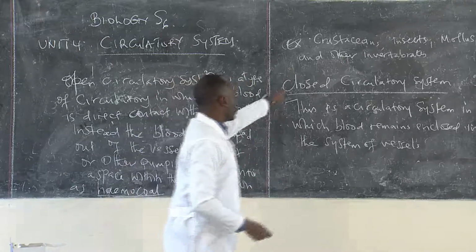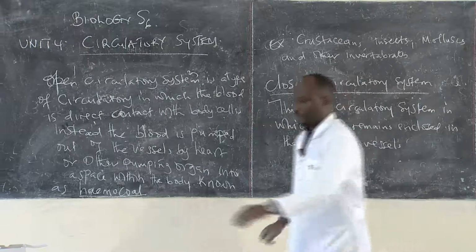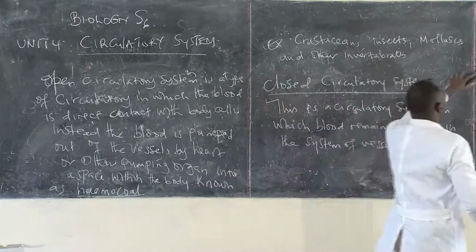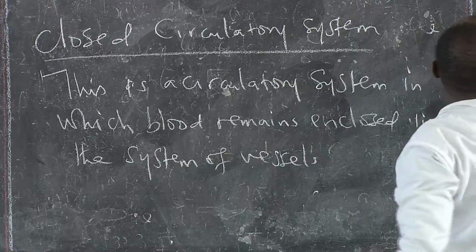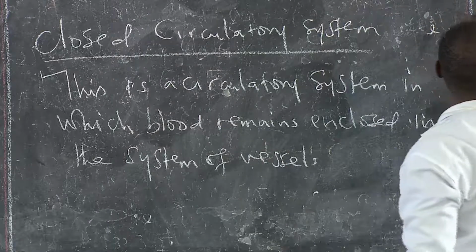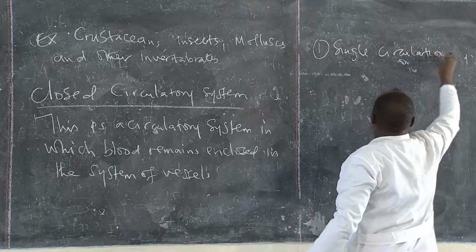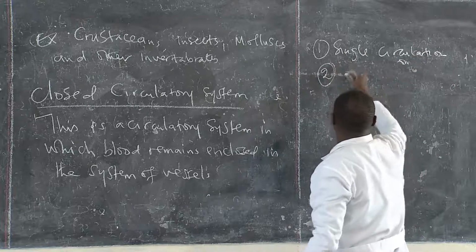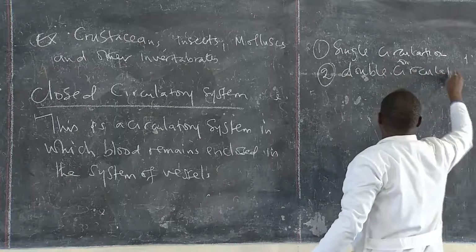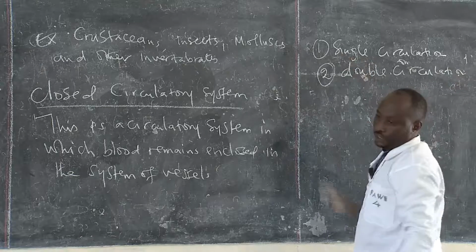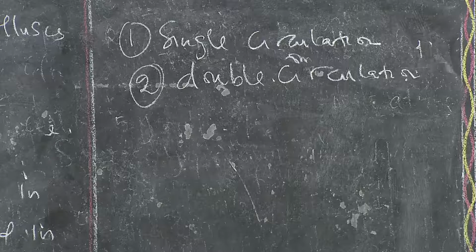Under this closed circulatory system, we have two types. Number one is called single saturation. And number two is what we call double saturation. What does it mean? Single saturation means the blood has to move once before being pumped to the body.